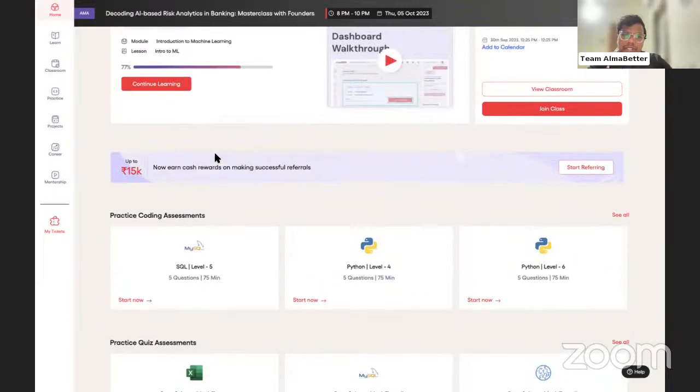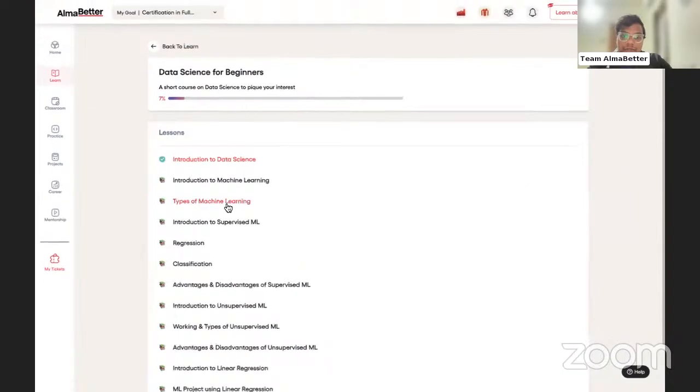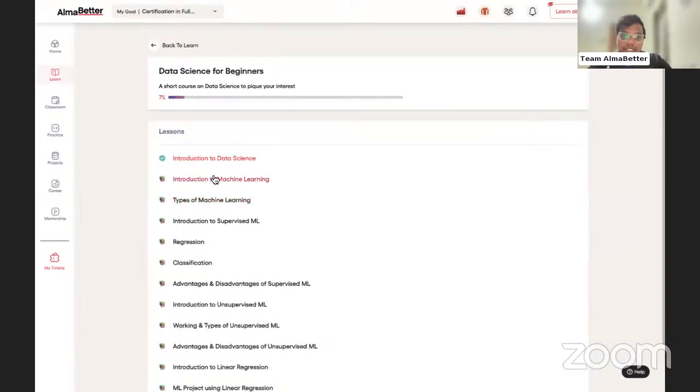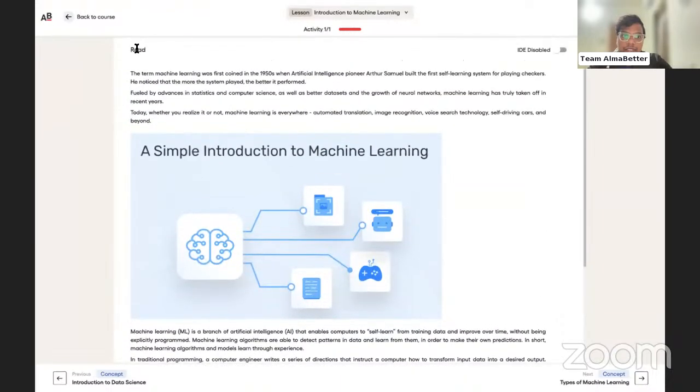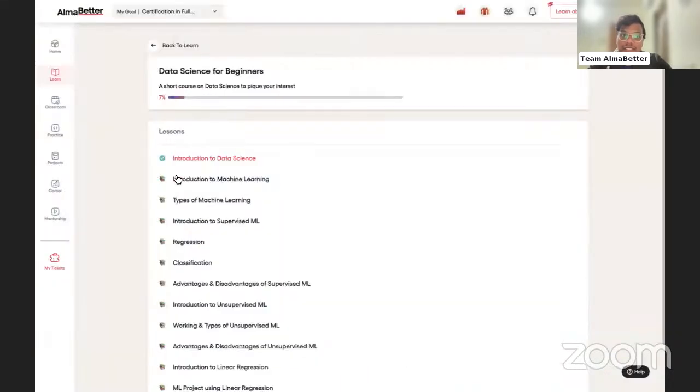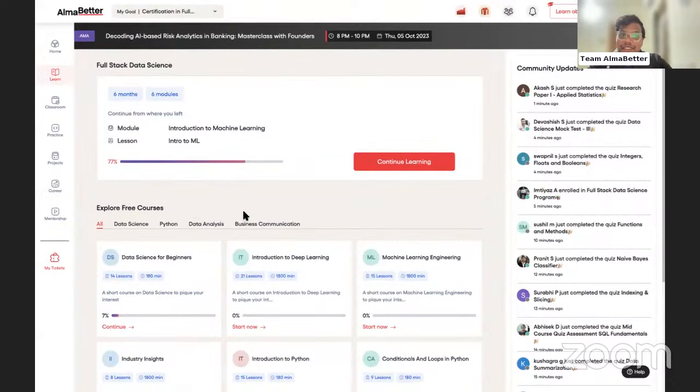So we also have free courses. Before you enroll into our courses, you can go through them and understand how these courses are like. Here are a few courses, like you can see data science for beginners. You can go through them. So you will get an idea how things are working, right? Stay tuned till the end. I have one surprise for you guys. Okay.